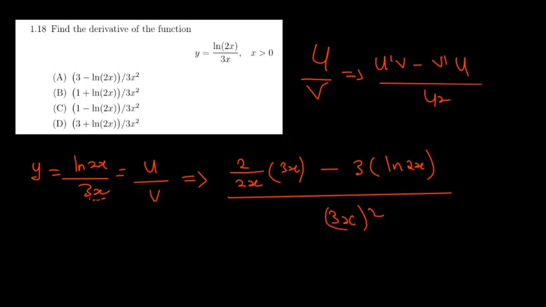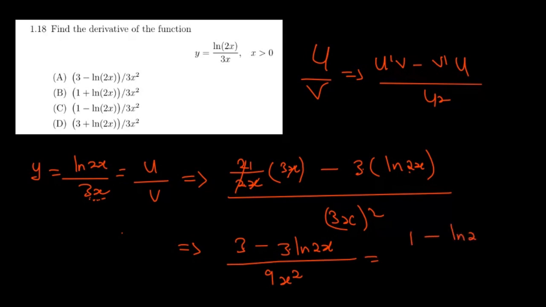So on top there, it's going to be 2 and 2, they can cancel, so I remain with 1 over x. This x and this x can cancel, so I remain with 3 minus, this 3 will multiply with this, I get 3 ln 2x, divided by, down here I'm going to have 9x squared. But there's 3 here, there's 3 here, and even there 3 is common. So what can we do? We divide throughout by 3. So I divide that by 3, I get 1 minus ln 2x over, I divide by 3, I'll get 3x squared. So the answer is this one here.